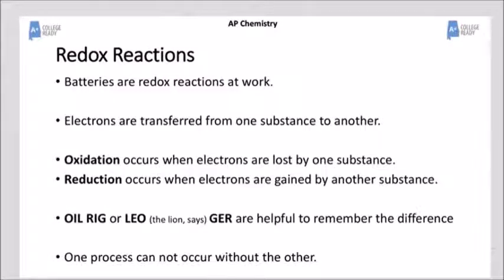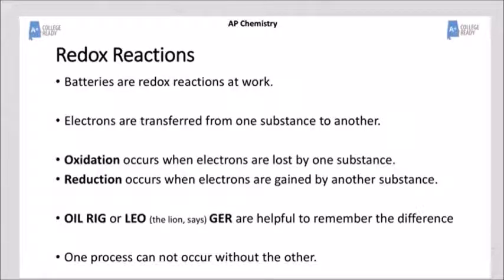There are two processes going on with oxidation reduction. Oxidation is where electrons are lost by one substance, and reduction is where those electrons that are lost are gained by another substance. So that flow of electrons is what we're going to be using to do some work for us, like power your cell phone or your computer or a flashlight or anything.